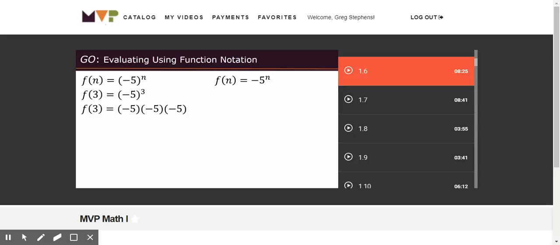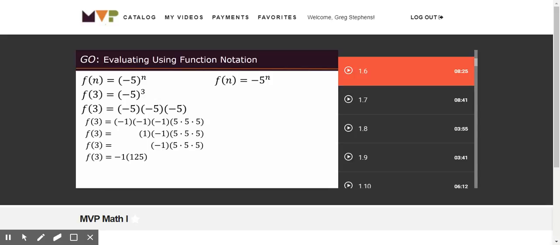The repeated 5s multiply to be 125. But you must consider the negatives. The expression negative 5 times negative 5 times negative 5 is the same as negative 1 times negative 1 times negative 1 times 5 times 5 times 5. Negative 1 times a negative 1 is positive, but we must multiply that answer times negative 1 again, making the final answer be negative 1. After this multiplication, you get negative 1 times 125, or negative 125.